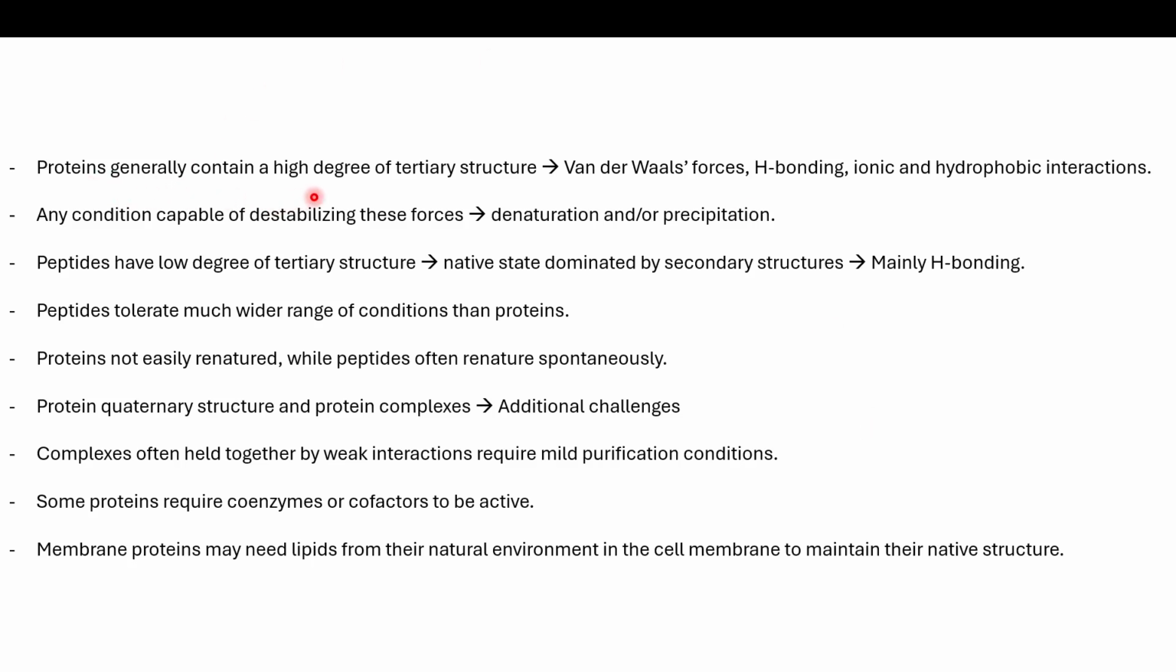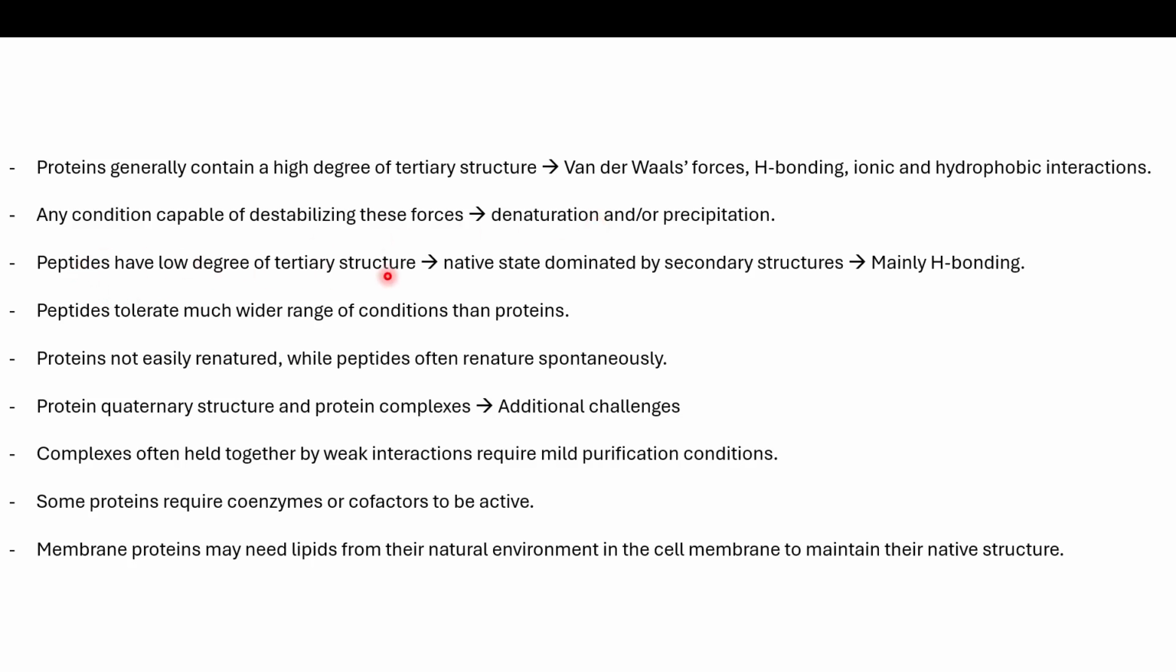Now, proteins generally contain a high degree of tertiary structure, mostly due to van der Waals forces, hydrogen bonding, ionic and hydrophobic interactions, right? So any condition that is capable of destabilizing these forces can lead to denaturation of the protein, degradation of the protein, and the protein can eventually precipitate out.